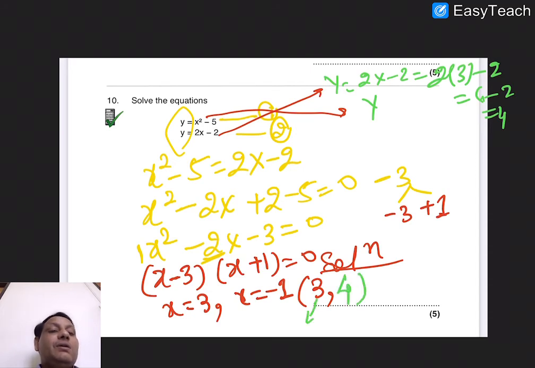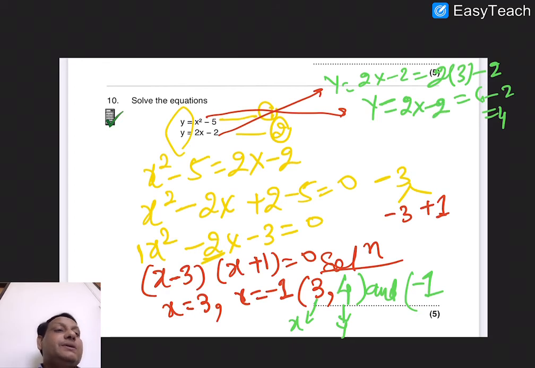So, this is an ordered pair on the coordinate axis. This is your x, this is your y, please do not forget. And the second one, we are going to use the other solution, x is minus 1. So you use y is equal to 2x minus 2. You put y is equal to 2 times minus 1 minus 2. So we are getting minus 2 minus 2, so minus 1 comma minus 4.